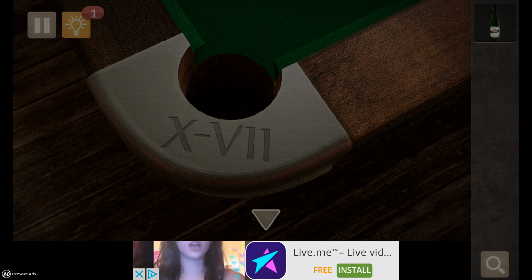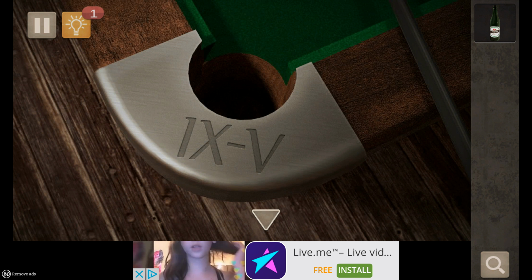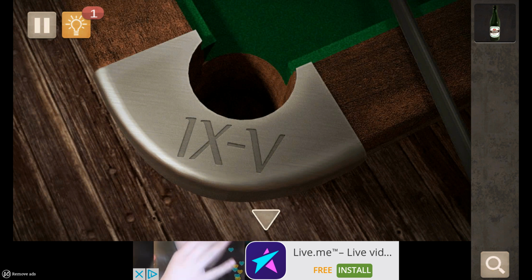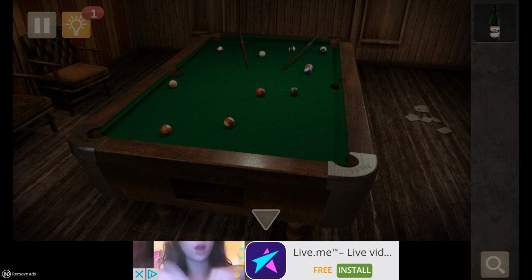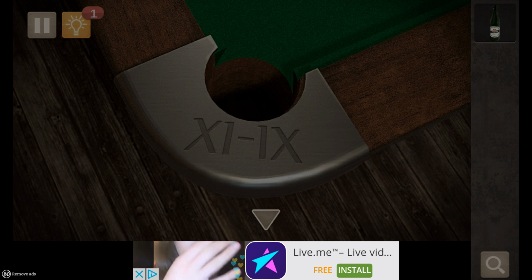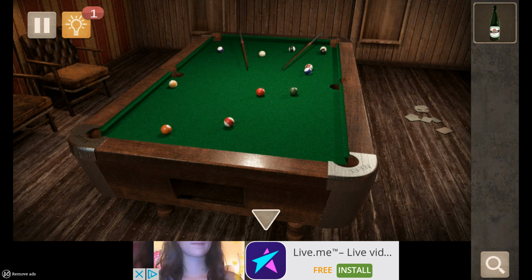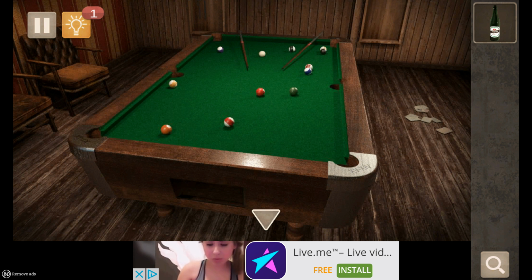10, 7. Nine, five, 15, 14. And this one is 11, 9. Interesting. Does that say javelin? Javelin beer? Not sure I would want that.